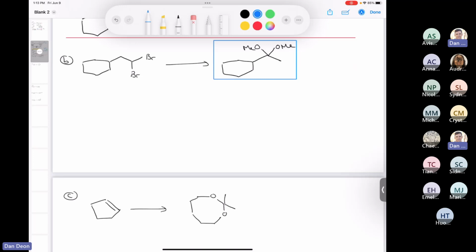And it's not a trick. I'm just making sure you know. Yeah, exactly. Thanks, Tiana. It's an acetal, isn't it?